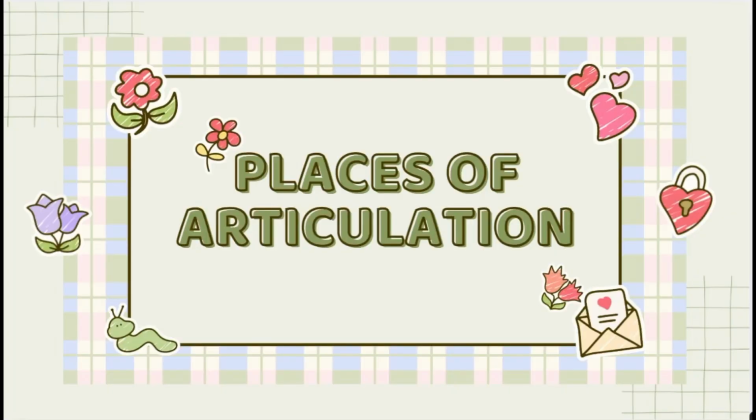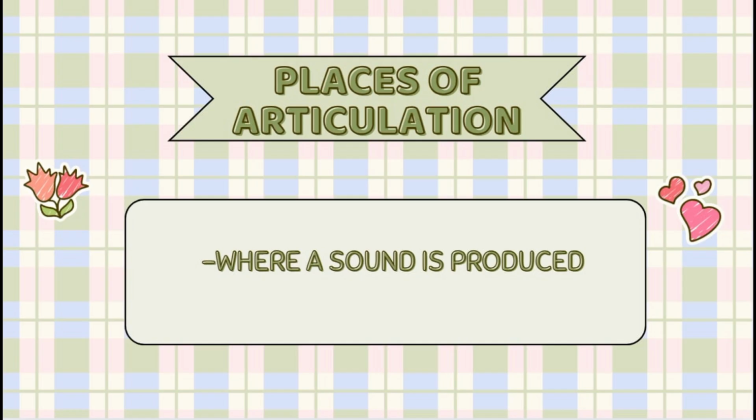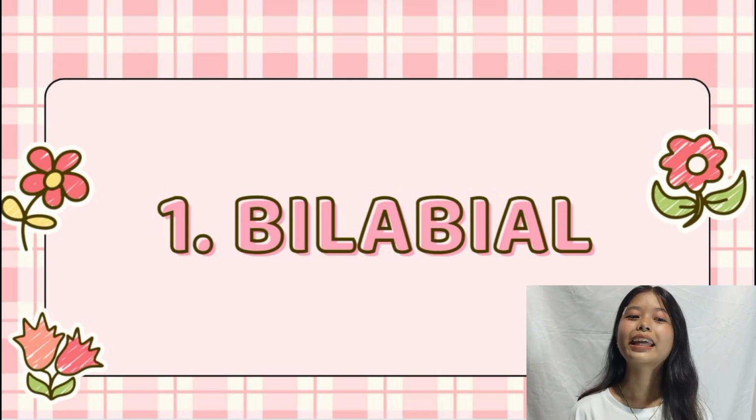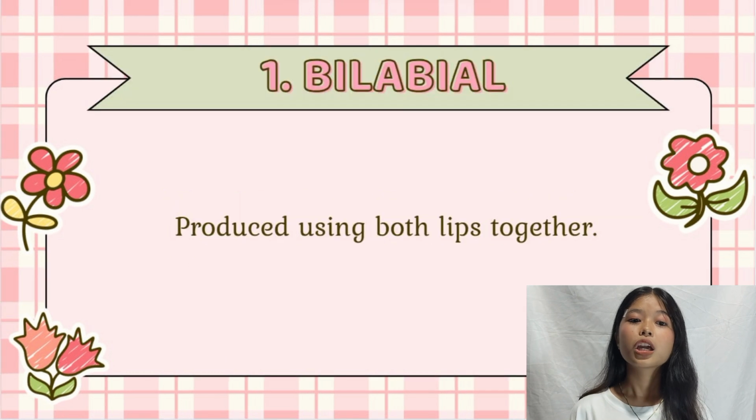So now, let us move on to places of articulation with meanings and examples. What is places of articulation? Places of articulation is where a sound is produced. First, we have the bilabial. It is produced using both lips together.